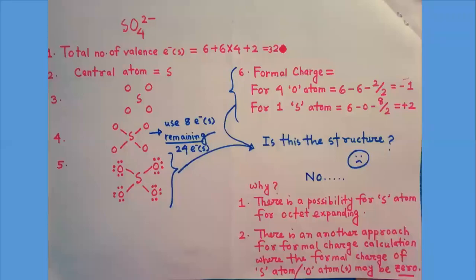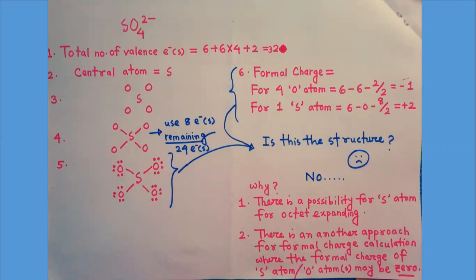In this class, I will show you how you can draw the structure of sulfate ion. Basically, the Lewis structure of sulfate ion. Lewis structure is only applicable for covalent and coordinate covalent compounds, cation or anion. For sulfate ion, first we have to calculate the total number of valence electrons.